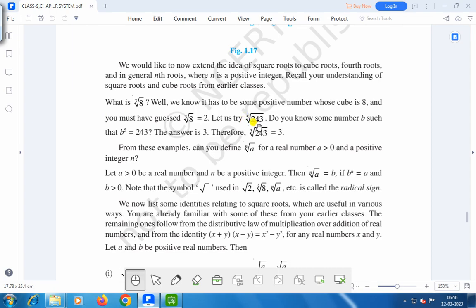Let us try the fifth root of 243. Do you know some number b such that b to the power 5 is 243? The answer is 3. Therefore the fifth root of 243 is 3.